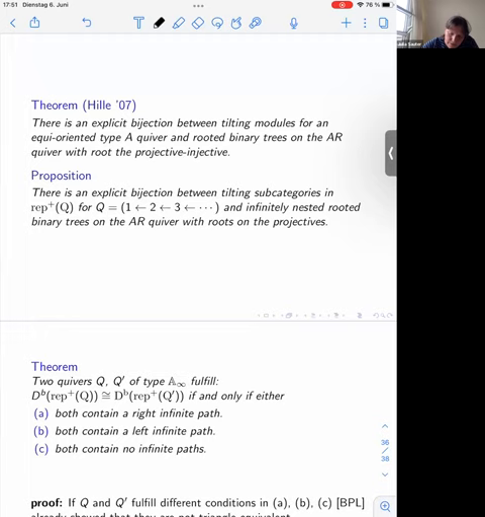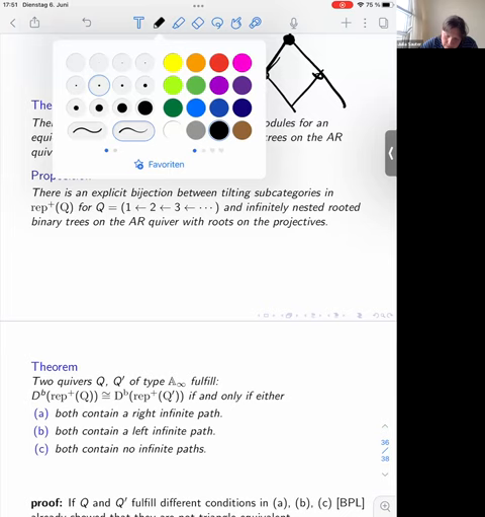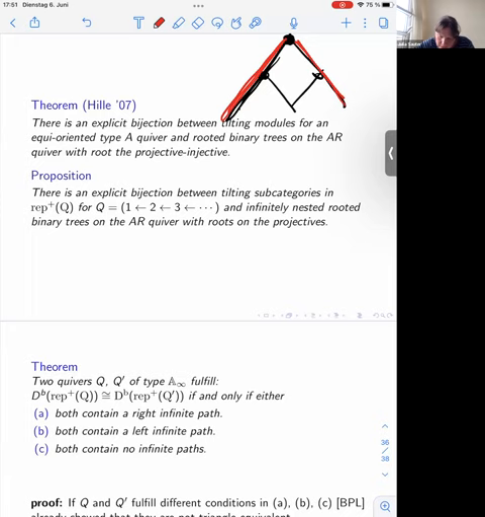The easiest situation is A3, let's say. You write down your Auslander-Reiten quiver, you have your projective-injective on the top, and you have your simples on the bottom. And a rooted binary tree means I have to take this as a root, and then I'm drawing these. I should take other colors. Then I have to go in both directions. And now I can choose branching points, but the point is that I'm not allowing these branches to cross over. I have to choose three vertices. So for example, here I can choose that one as well. And then I have to have four leaves on the bottom.